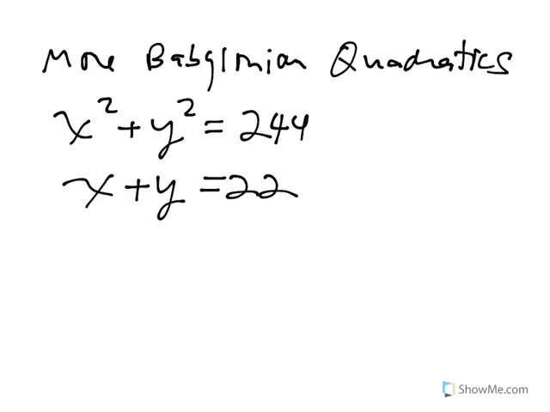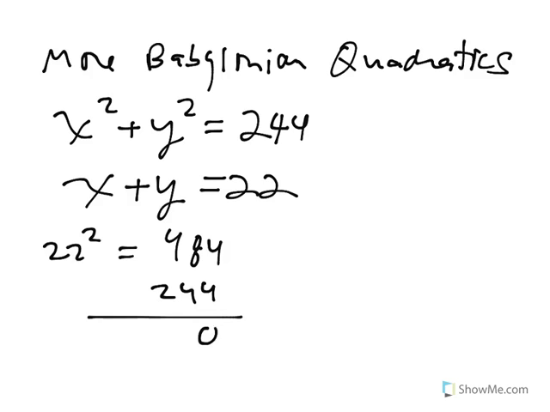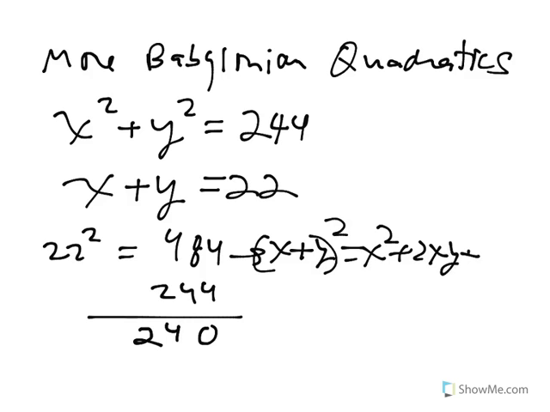The way you do a question like this is you square the 22. 22 squared is 484. You subtract the 244 from the 484. And what we've accomplished with that number, this 22 squared is the same thing as x plus y squared, which is x squared plus 2xy plus y squared.